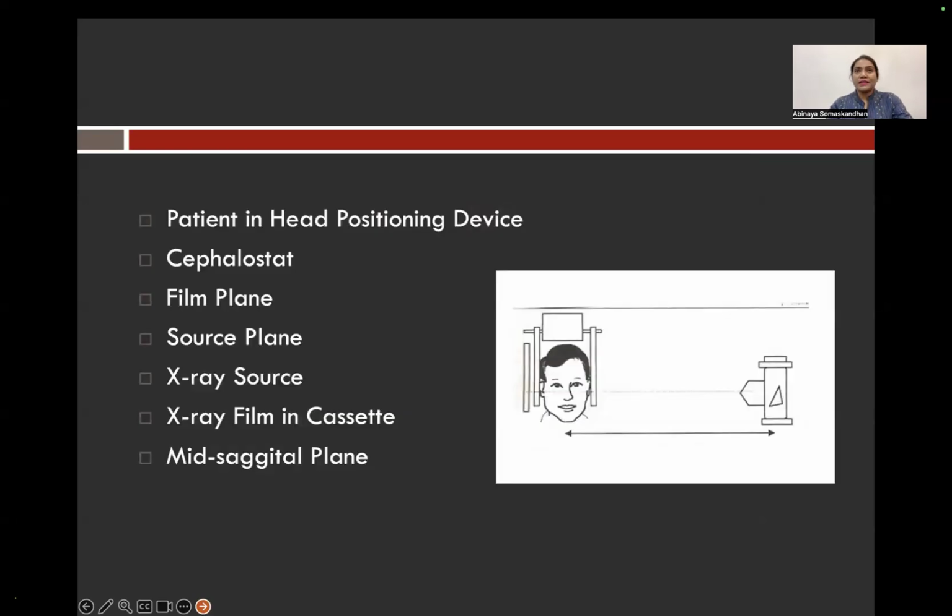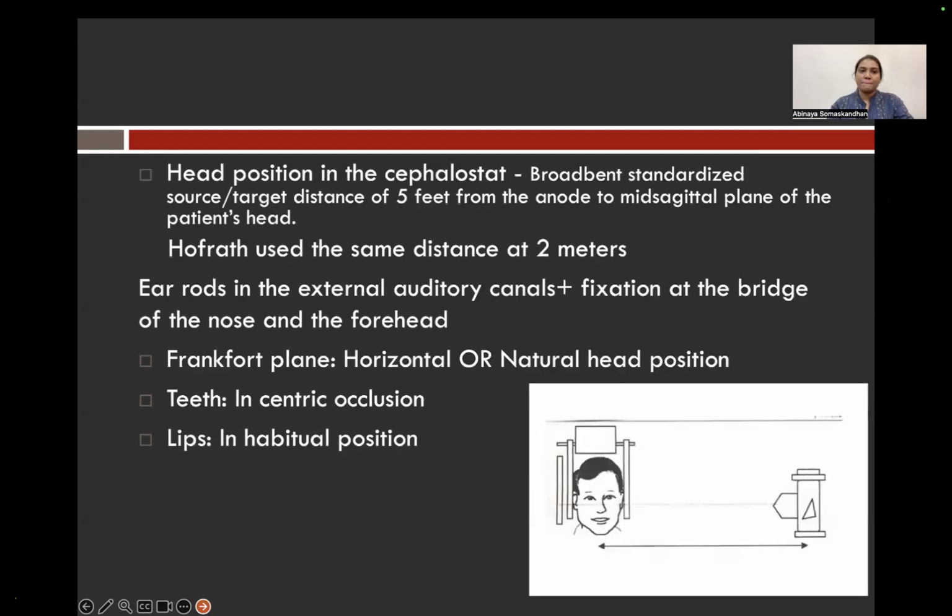So Broadbent developed a device to stabilize and properly orient the patient's head. It consisted of a head positioning device, a cephalostat, a film plane, a source plane, an X-ray source, an X-ray film in a cassette, and the mid-sagittal reference plane. The patient's head was positioned in the cephalostat, and Broadbent standardized the source target distance of 5 feet from the anode to the mid-sagittal plane of the patient's head. And Hofrath used the same distance at 2 meters.